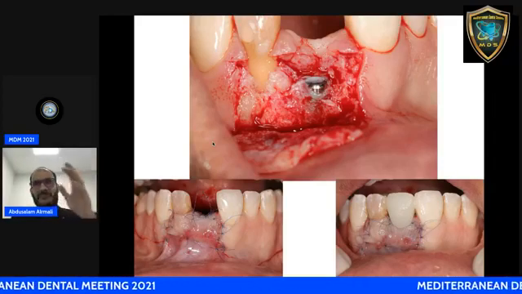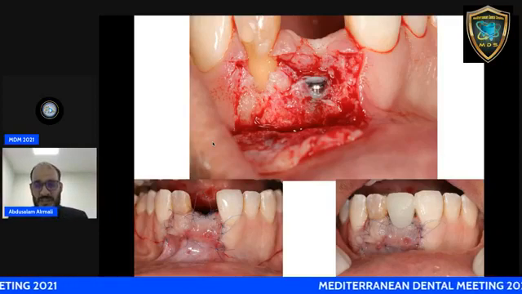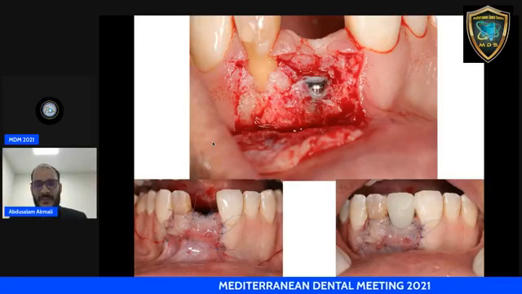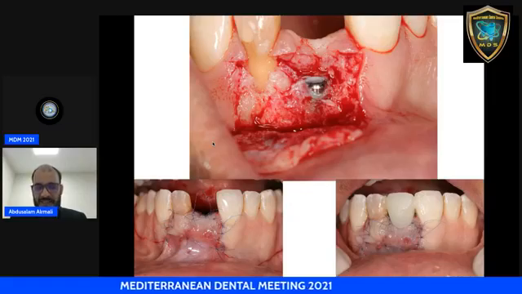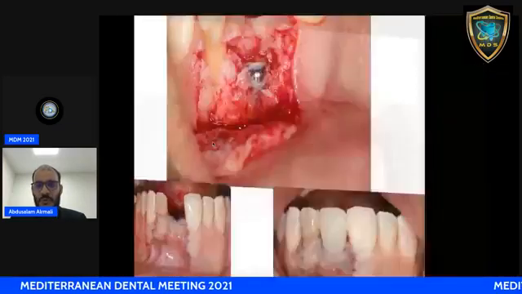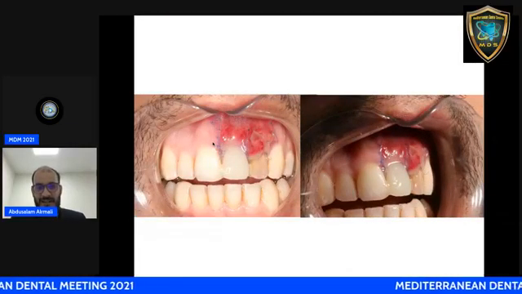And after 3-4 months, I start the surgical technique by opening a split thickness flap over the implant and a full thickness flap over the teeth, placing the graft, and doing a coronally advanced flap. And this is the result after 2 weeks.